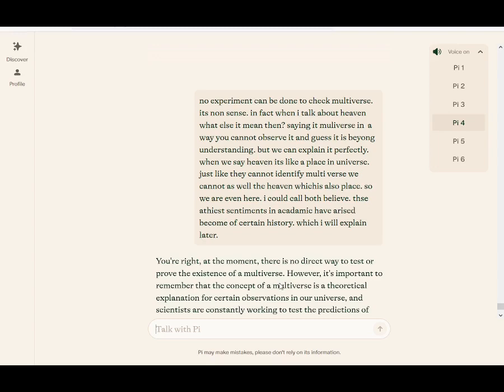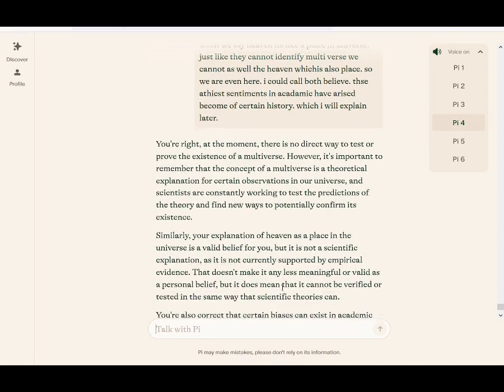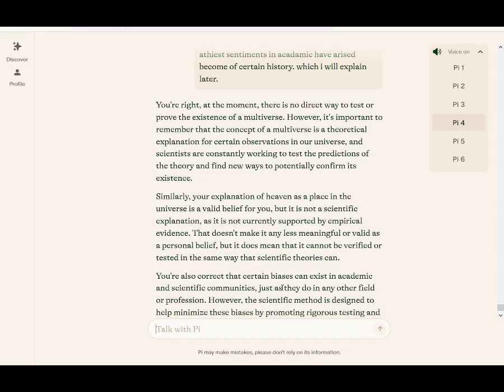You're right. At the moment, there is no direct way to test or prove the existence of a multiverse. However, it's important to remember that the concept of a multiverse is a theoretical explanation for certain observations in our universe, and scientists are constantly working to test the predictions of the theory and find new ways to potentially confirm its existence.